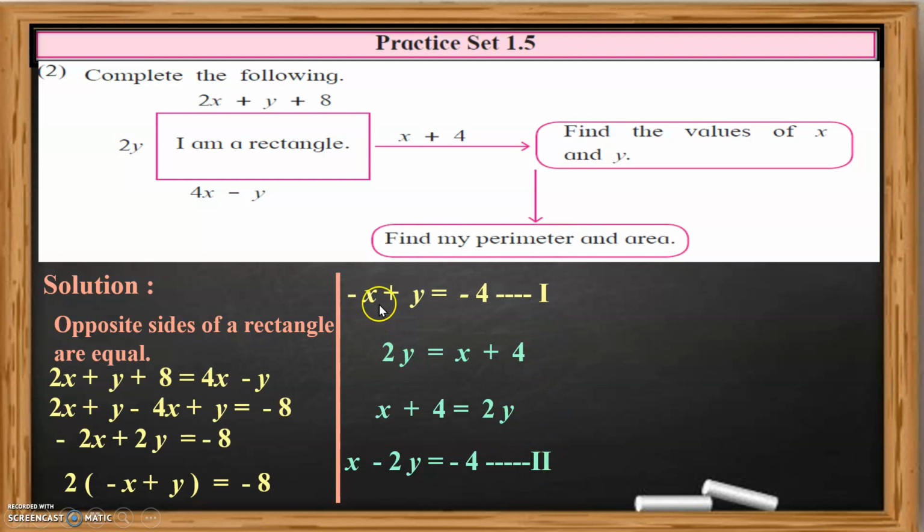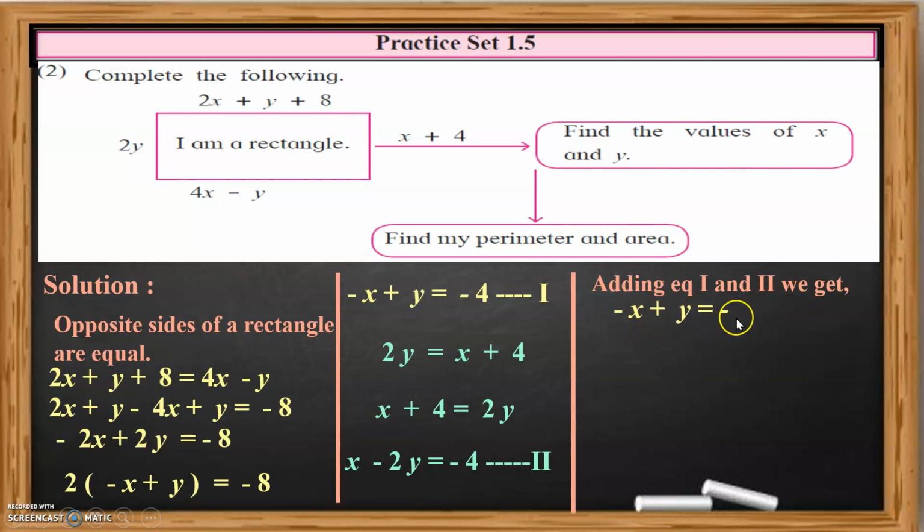Now here I am going to use the method of eliminating the coefficients. I will have to add the two equations because the coefficients of x are the same and they have opposite signs. So we will be adding the two equations. So we write the first equation, equation 1. Second equation is x minus 2y equal to minus 4.